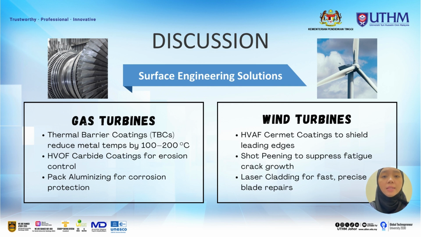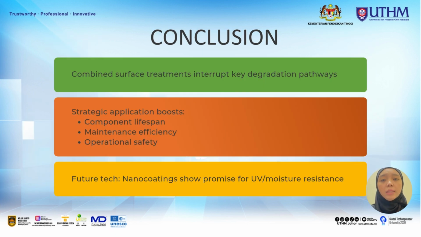On the wind turbine side, we apply HVAF, which is a high velocity air fuel coating, to shield the blade edge from rain and debris. Shot peening introduces beneficial compressive stress into the material, which helps stop cracks from growing. Lastly, laser cladding is an amazing repair technique, which lets us restore worn blades right on site, saving both time and money. So what happens when we bring all these techniques together?